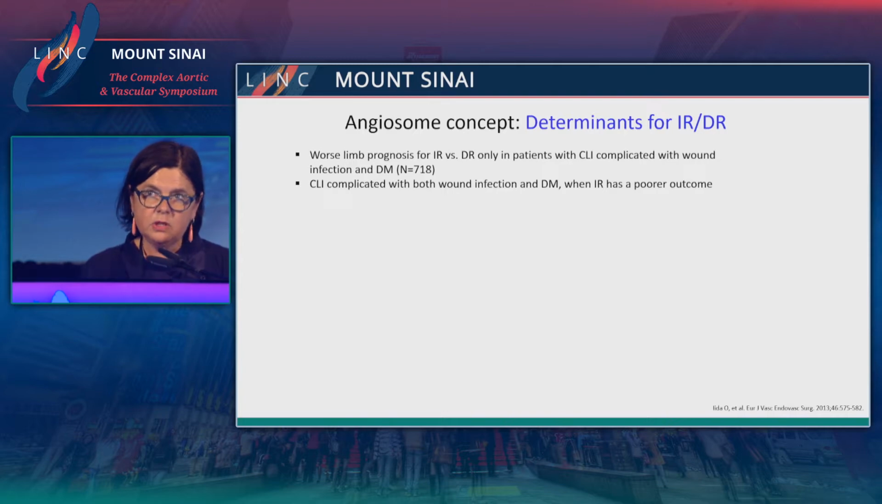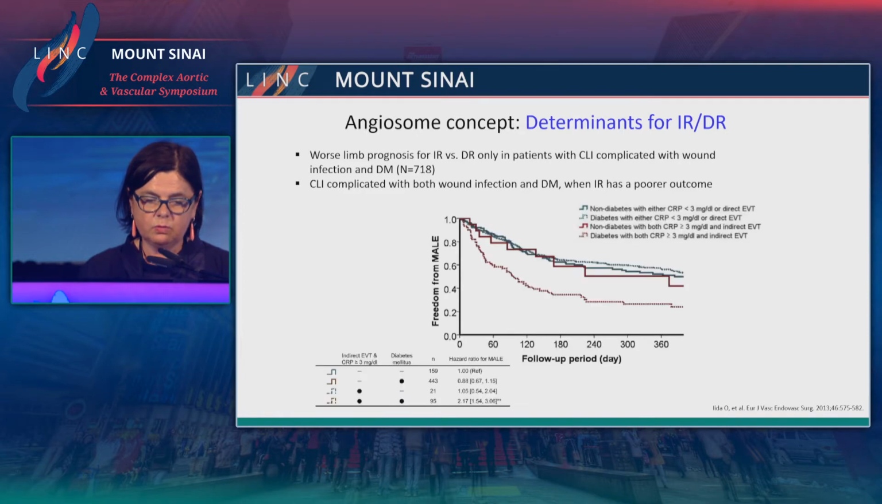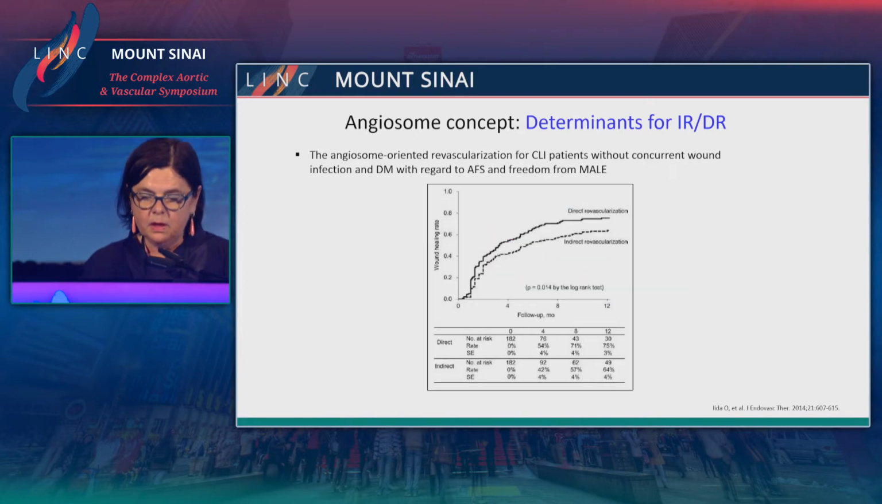Yes. Especially from Japan, Ito has done a lot of work in that. So worse limb prognosis for indirect versus direct is in his first paper, where he was able to show that in patients with CLI complicated with wound infection and diabetes, patients with wound infection and diabetes had a poorer outcome when indirect revascularization was done, as shown here. And a follow-up paper from his group showed that angiosome-oriented revascularization for CLI patients without concurrent wound infection and diabetes is not that different with regard to amputation-free survival and freedom from major amputation.